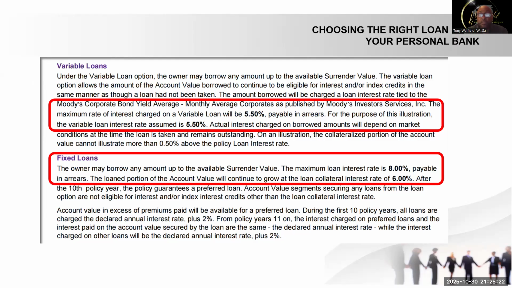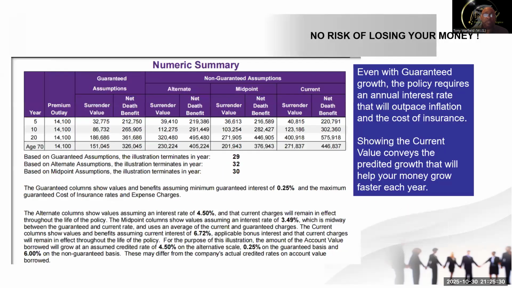And if you do pay the loan back, you're paying yourself. You're not paying some bank or anyone else. That money's going to you, which is great. I love it. So let's talk about some of the guarantees. Now, I talked about the guaranteed assumptions, the alternate, and of course the current. But I wanted to make sure you are aware, even with guaranteed growth, the policy requires an annual interest rate that will outpace inflation and the cost of insurance.